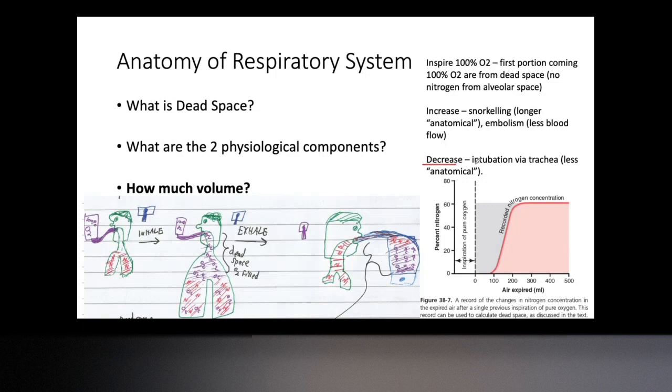How do we decrease it? Instead of having all this space here taking up dead space, we can just intubate into the trachea, and this is now shorter. So if you make an intubation into the trachea, there is less anatomical dead space. So these are two ways you can increase and decrease the dead space. Everyone okay with this? We can continue to the next one.